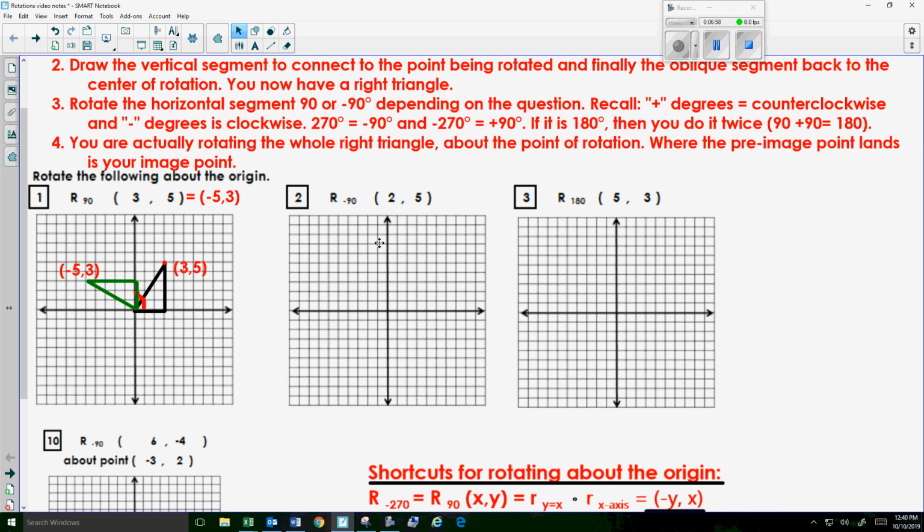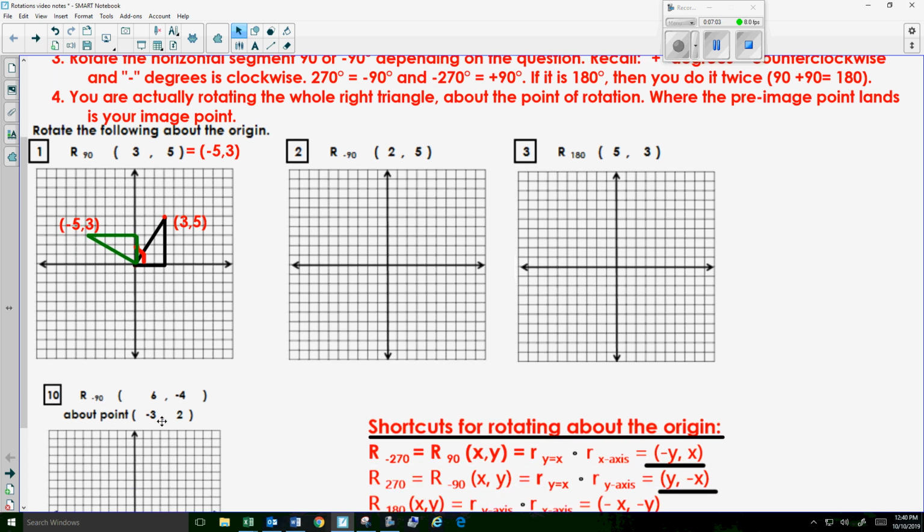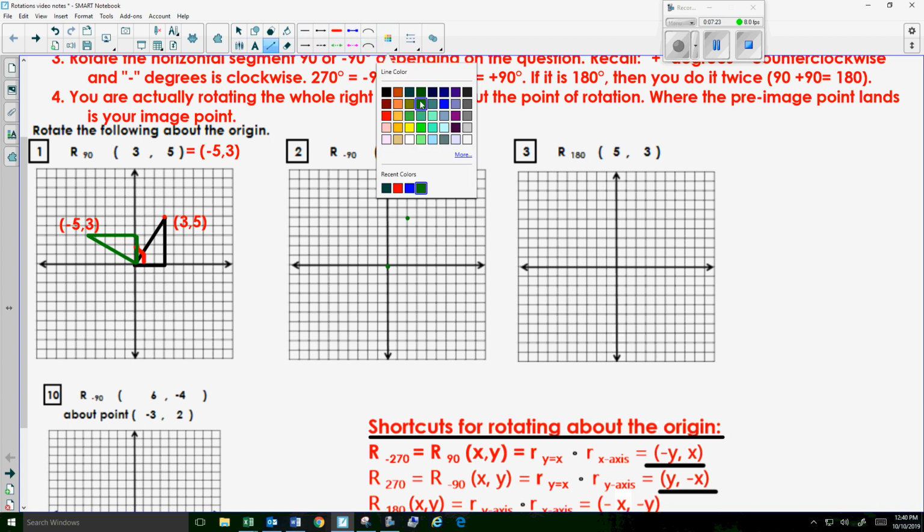Okay, let's try this one. Rotation of negative 90. So again, it's about the origin. If they don't tell you it's about a separate point, see here it tells you about point negative 3, 2. If they don't tell you that, it's always about the origin. So let's go ahead and plot the center of rotation, the origin, and 2, 5. 1, 2, 1, 2, 3, 4, 5. Okay, and we go ahead and draw a segment. Again, horizontal segment out from the center of rotation, which is the origin, then the vertical up to that pre-image point, and then connect that right there.